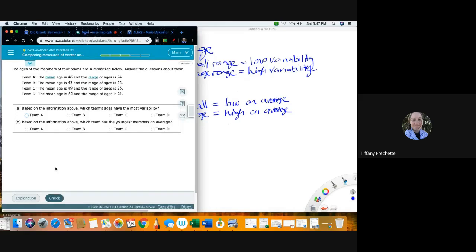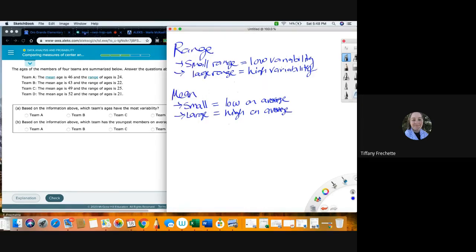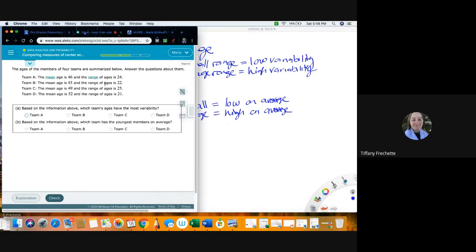So we have the ages of the members of 4 teams are summarized below. So we have the mean first and then the ranges. So based on the information above, which team's ages have the most variability? So we want most or high variability, which means we want a large range. So we're going to go to the ranges, and we're going to look for the highest range. So 25 is definitely the biggest, so let's click C.